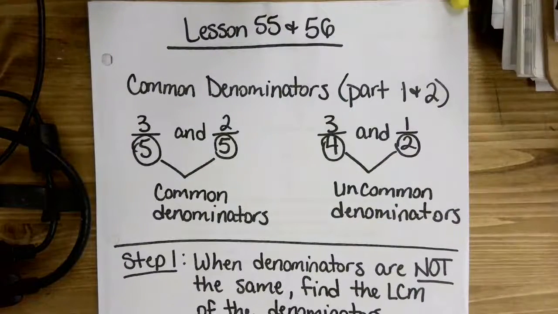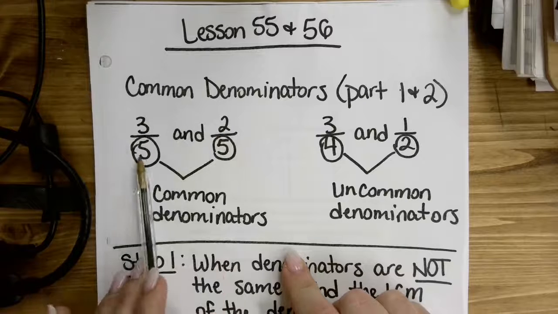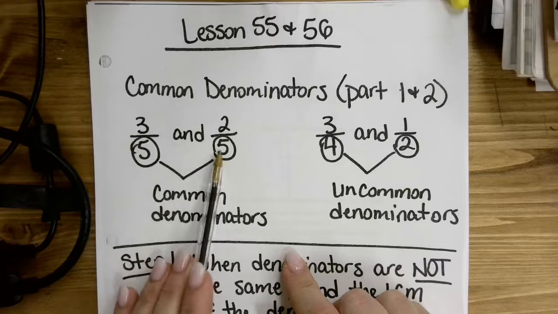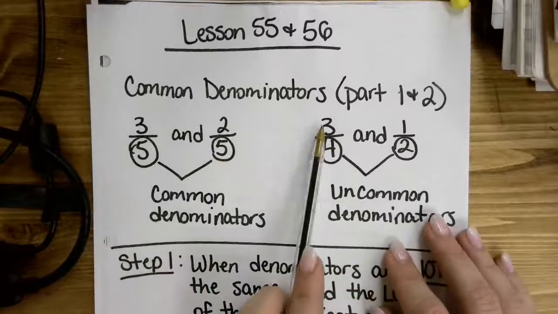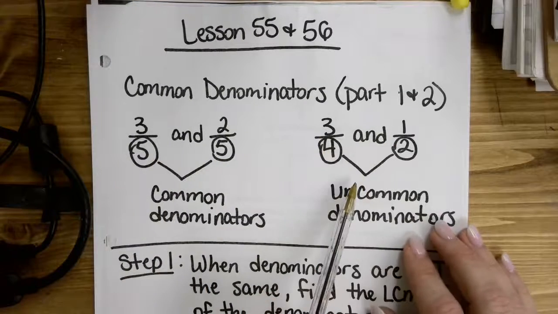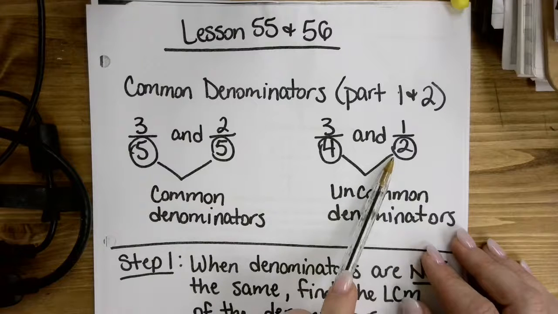So today you are learning how to add and subtract fractions that do not have common denominators. This is something you've probably learned before, so it should be review, I'm hoping. Just as a little bit of background, 3/5 and 2/5 are known as common denominators because 5 and 5 are the same number. Over here, 3/4 and 1/2 are considered to be uncommon denominators because 4 and 2 are not the same.